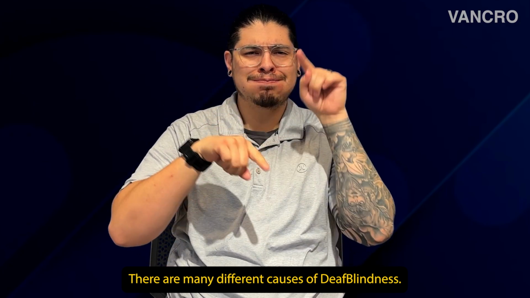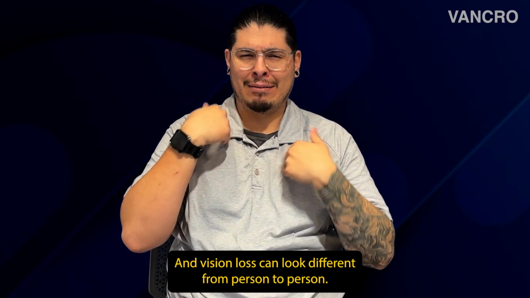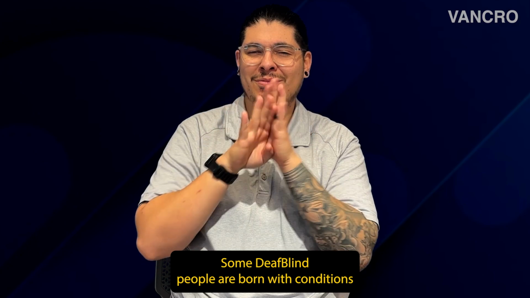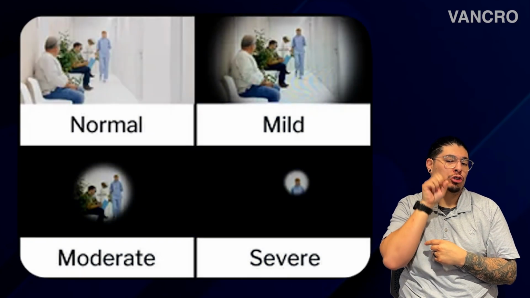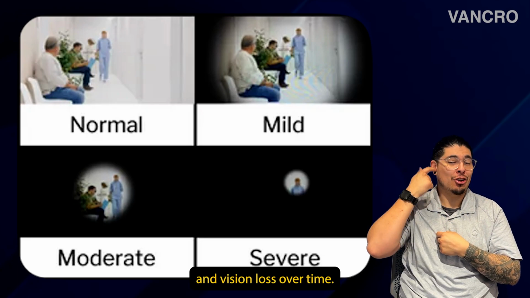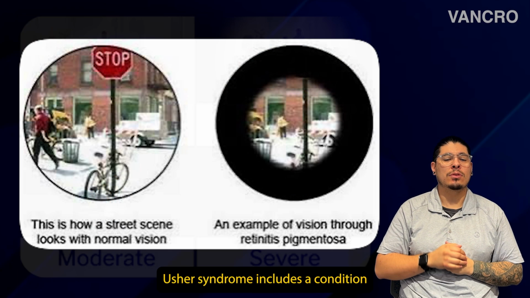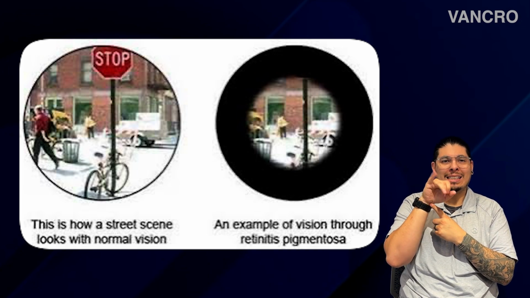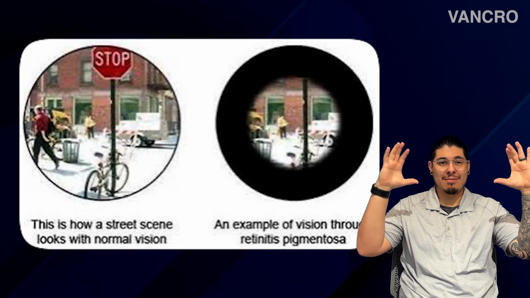There are many different causes of deafblindness, and vision loss can look different from person to person. Some deafblind people are born with conditions like Usher syndrome, which causes both hearing loss and vision loss over time. Usher syndrome includes a condition called retinitis pigmentosa, which leads to tunnel vision.